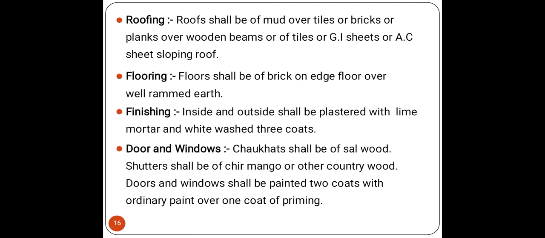Roofing: roofs must be of mud over tiles or bricks or planks over wooden beams, or of tiles or GI sheets or AC sheet sloping roof. Floors shall be of brick on edge floor over well rammed earth. Inside and outside shall be plastered with lime mortar and whitewashed 3 coats.